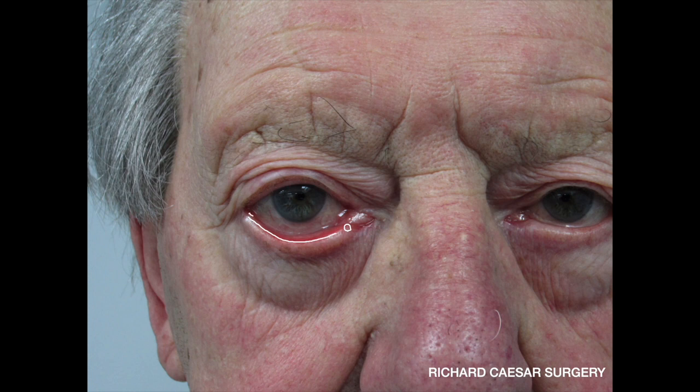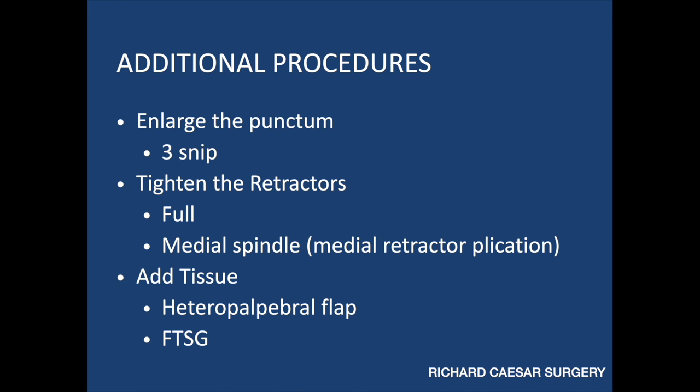Here you can see a classic involutional ectropion, the punctum's everted, and you can imagine the lacrimal gland is carefully producing some lovely tears to help that eye, but because the position of the lower lid is where it is, where can the tears go but over the edge? So a component of the repair has to be tightening the lower lid, but additional procedures are often necessary.